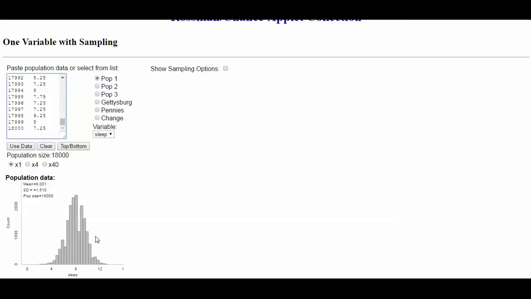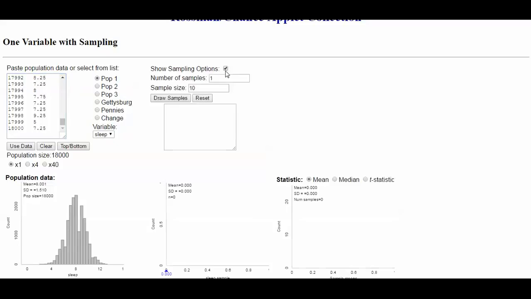So now that we understand what this screen is showing, we'll actually randomly select a sample from this population. The first thing I need to do is click right here where it says Show Sampling Options. And I can pick a sample size. I can type whatever number I want in here, but I'll use a sample size of 10. So when I click on Draw Samples, it's going to give me one sample of 10 people.